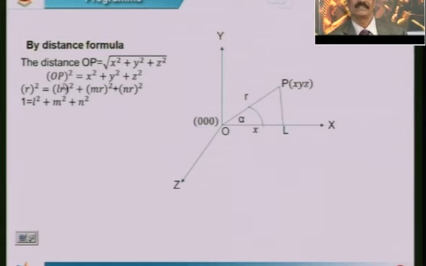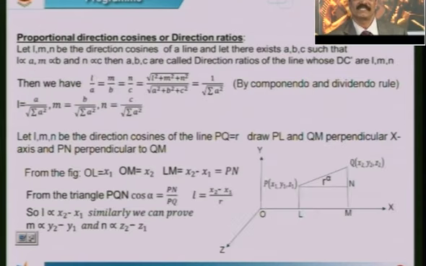Then square it, say OP squared equal to this, the root will go. Substitute for OP, it is given here r. So r squared equal to, you see, this x, y, z I have got just now: x is lr, y is mr, z is nr. Substitute here and I will be getting r squared on both sides. Divide through by r squared and I will be getting 1 equal to l squared plus m squared plus n squared. Like this you can prove this. It is an important property and you can expect it in the examination.